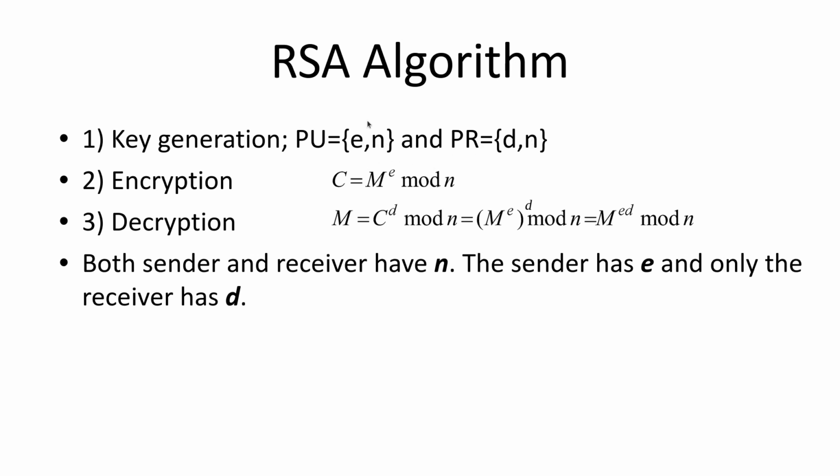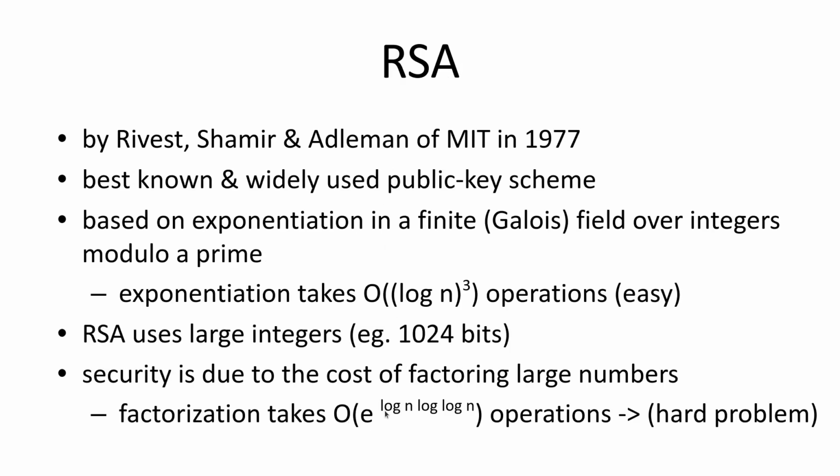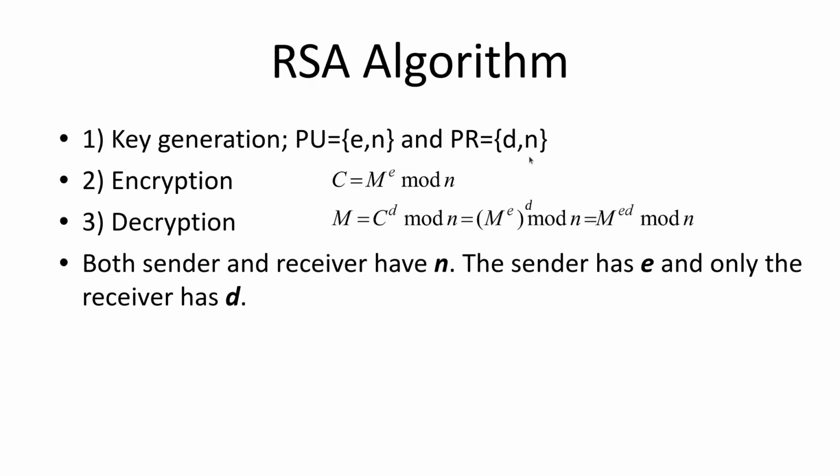As we know, the public key is known publicly, so the values of e and n will be known publicly, and any attacker can get these two values. The thing is that to get p and q, you need to factorize this n, and that is not an easy task. As I told you in the previous slide, it takes order of e raised to log n, log of log n, which is a hard problem. So actually only this d, the decryption key or the private key d, is a secret. Everything else is publicly known.